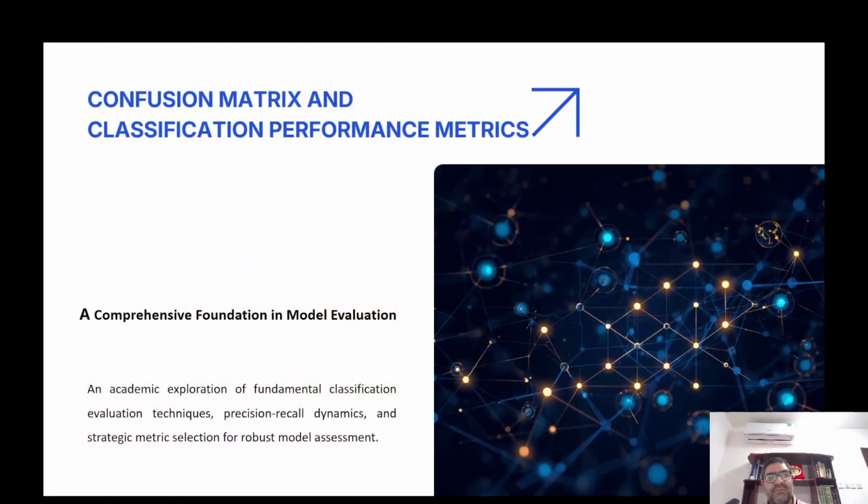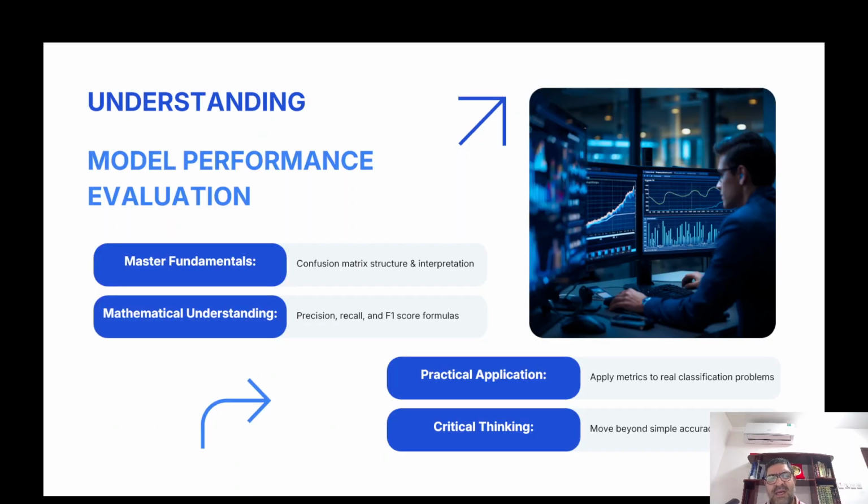So coming back to the topic of discussion for this particular episode, episode 11: confusion matrix and classification performance. This is a foundation model evaluation module: an academic exploration of fundamental classification evaluation techniques, precision-recall dynamics, and strategic metric selection for robust model assessment. This is what we are going to learn, and this is the kind of benefit it is going to provide us. So let us start.